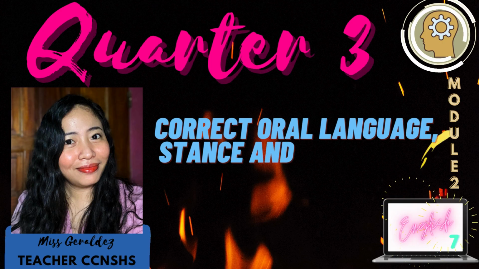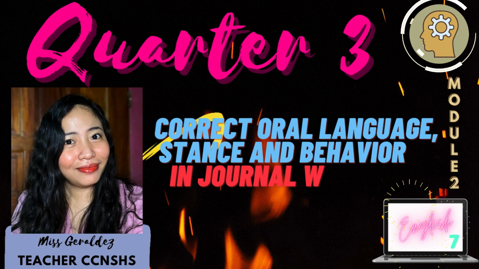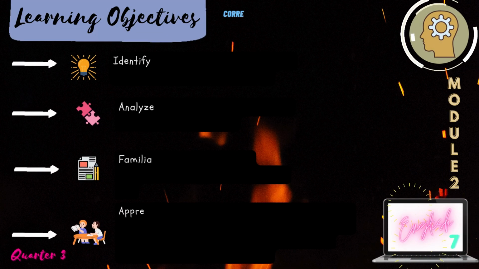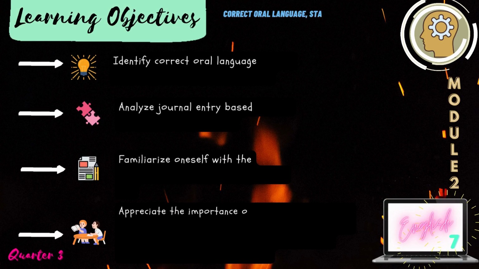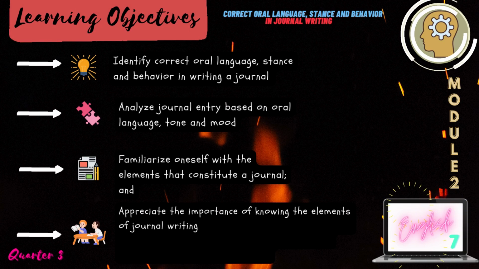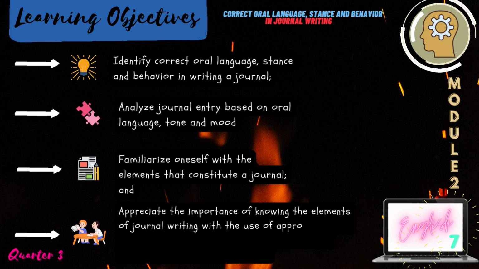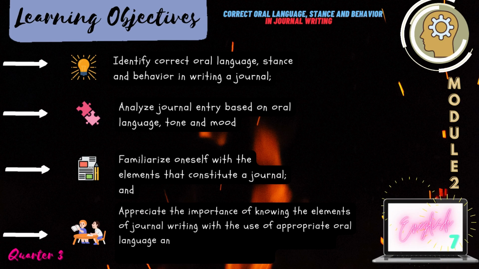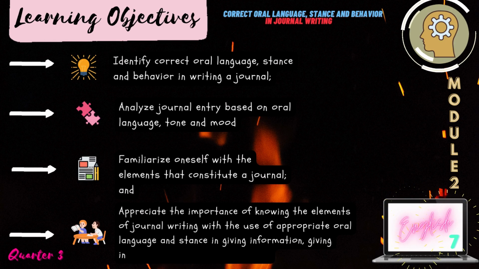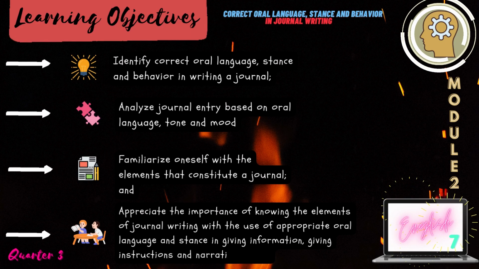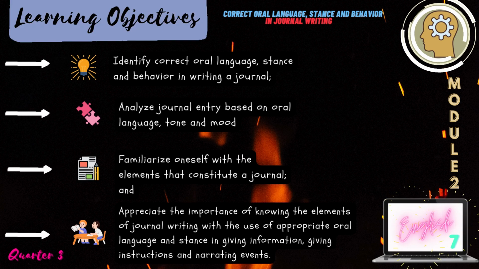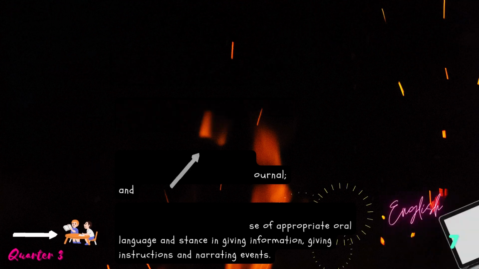Today we'll discuss Quarter 3, Module 2 about correct oral language, stance, and behavior in journal writing. For our learning objectives, at the end of the lesson, we'll be able to identify correct oral language, stance, and behavior in writing a journal, analyze a journal entry based on oral language, tone, and mood, familiarize oneself with the elements that constitute a journal, and appreciate the importance of knowing the elements of journal writing with the use of appropriate oral language and sense in giving information, giving instructions, and narrating events.